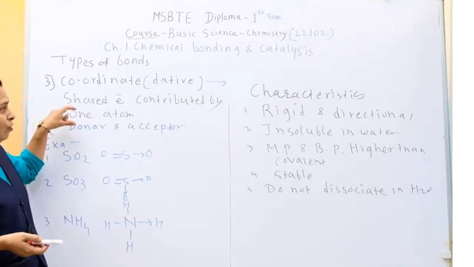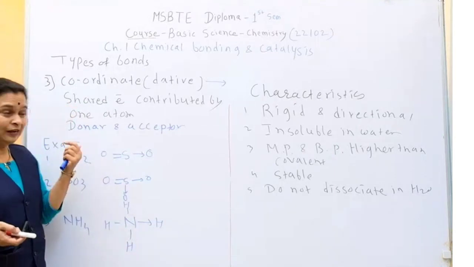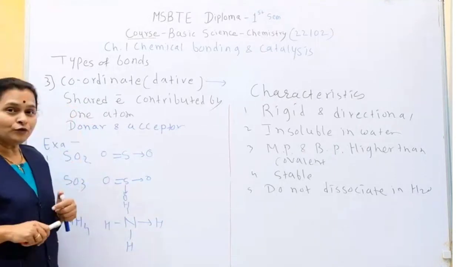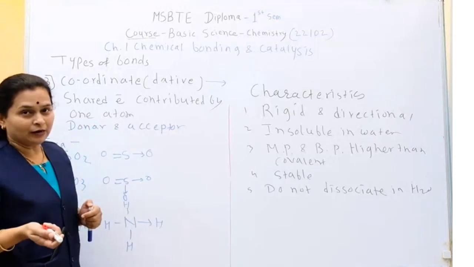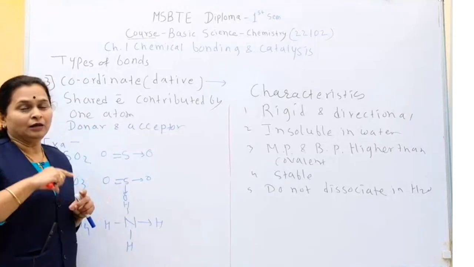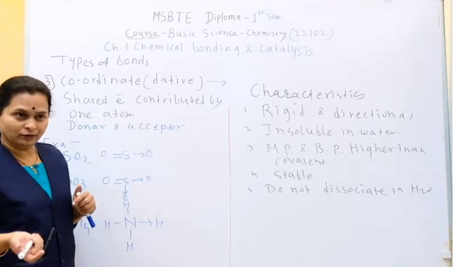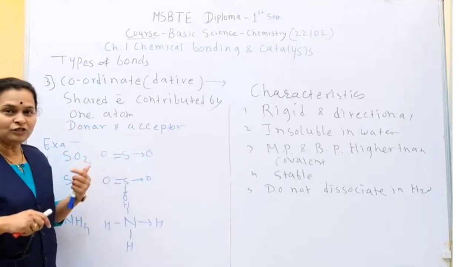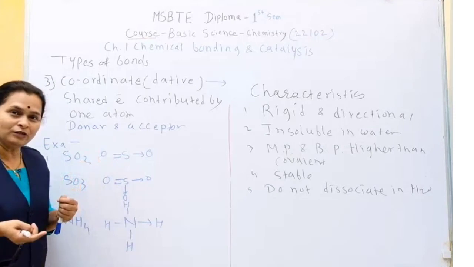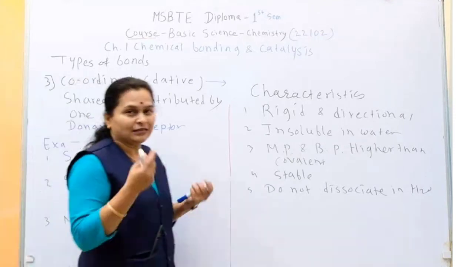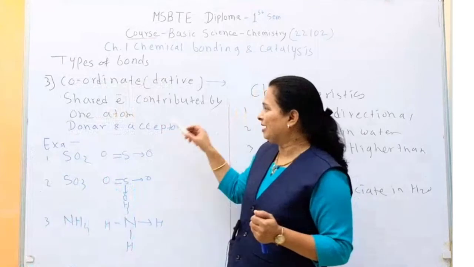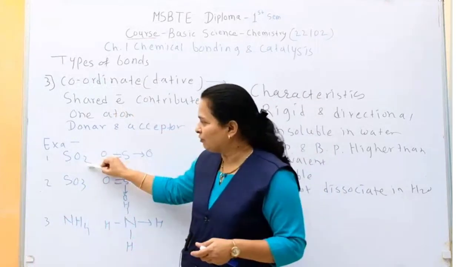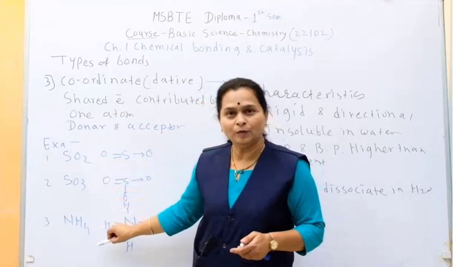First, they are formed by sharing of an electron pair. It is contributed by only one atom, that means one atom will give the electron pair to another atom. Donor and acceptor: the atom which gives the electron pair is known as the donor, while the atom which accepts the electron pair is known as the acceptor. For example, sulfur dioxide, sulfur trioxide and the ammonium molecule.